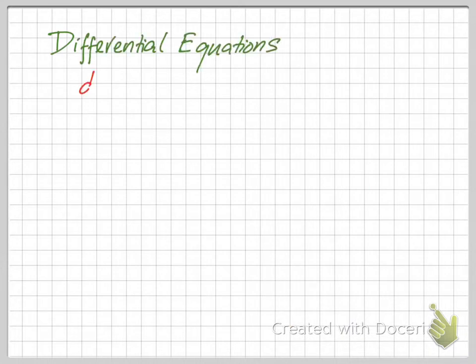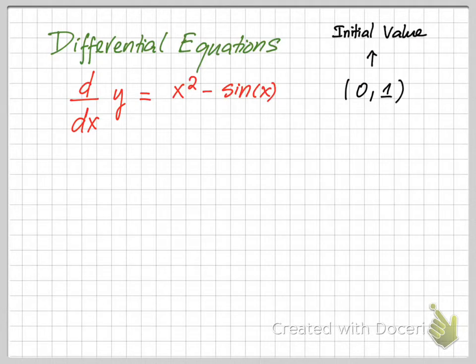And then we have differential equations. Differential equations are equations that involve derivatives. For example, the derivative of y equals x squared minus sine of x. In these differential equations, we also have a point called the initial value, or initial point. The initial point here will help us find particular solutions for these differential equations.